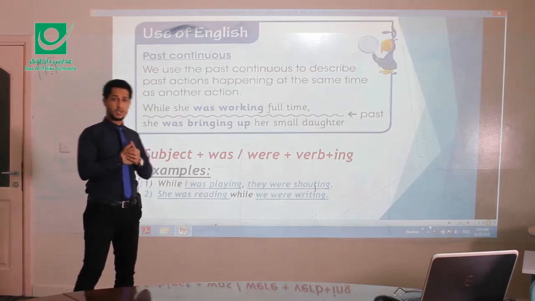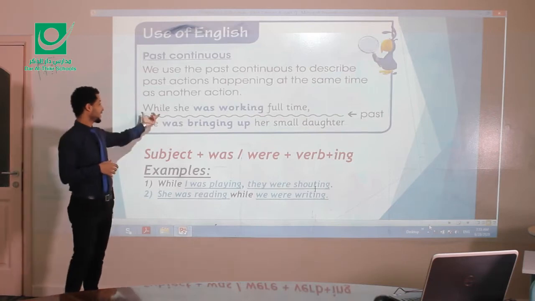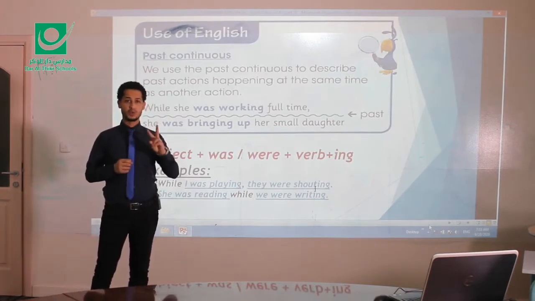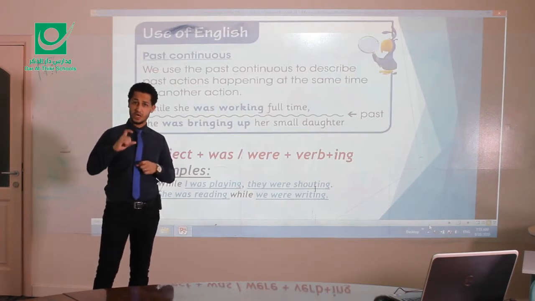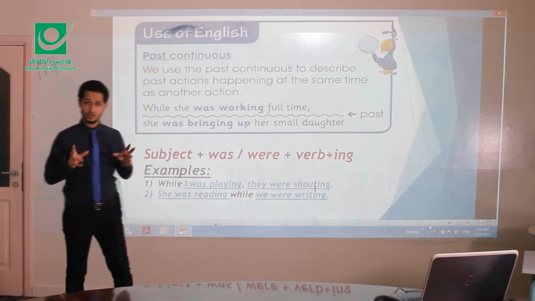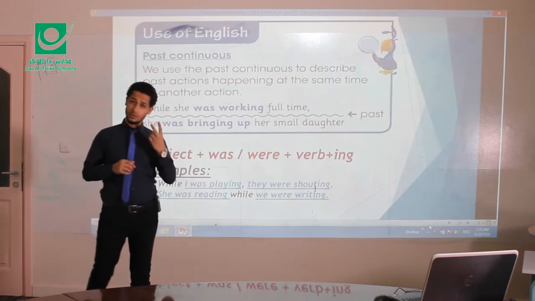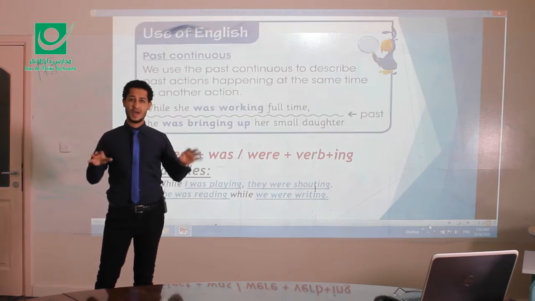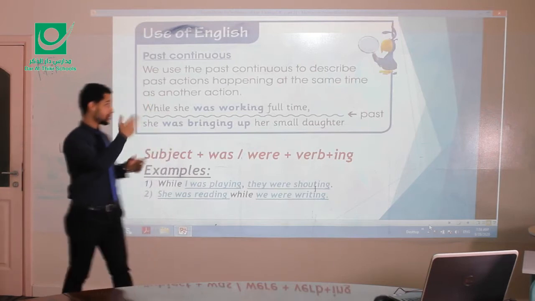Past continuous. Today, we will study using the word while to link two actions or two sentences that were continuous for a period of time in the past. So again, we will use the word while to link two sentences that refer to two actions, two things that were happening for a period of time in the past. Okay, so let's read the usage.